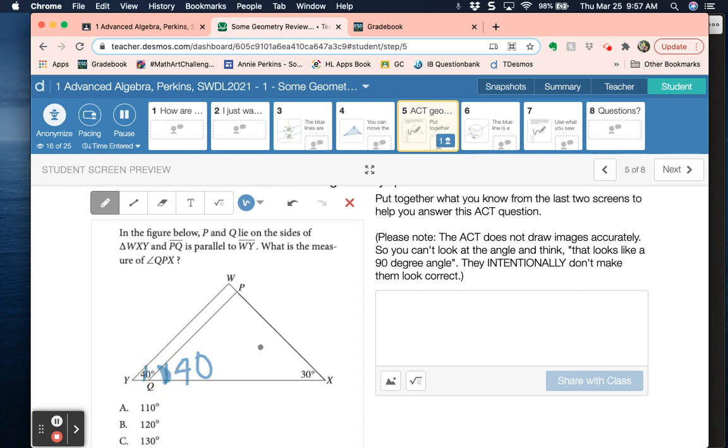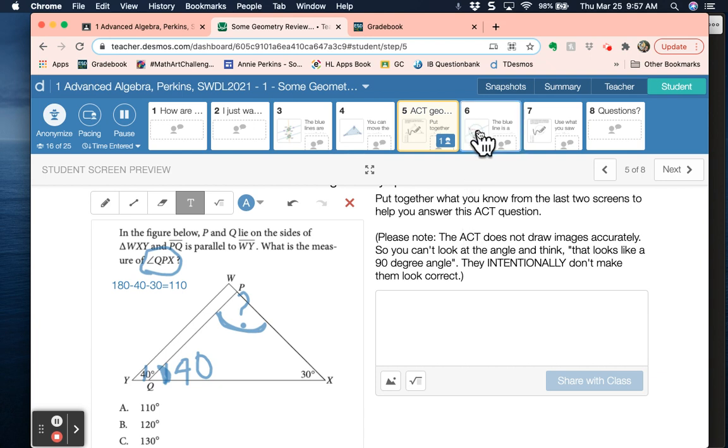Then what we know is that 40 plus 30 will equal 70. And then to figure out what this angle is, which is what they're asking for when they ask for QPX, what you would do is 180 minus 40 minus 30. So 180 minus 40 minus 30 is equal to 110. That would be your final answer here. So you should tell me that QPX is equal to 110. That's the thinking.